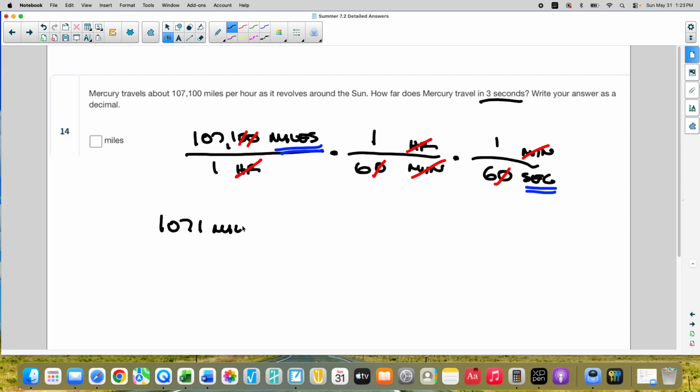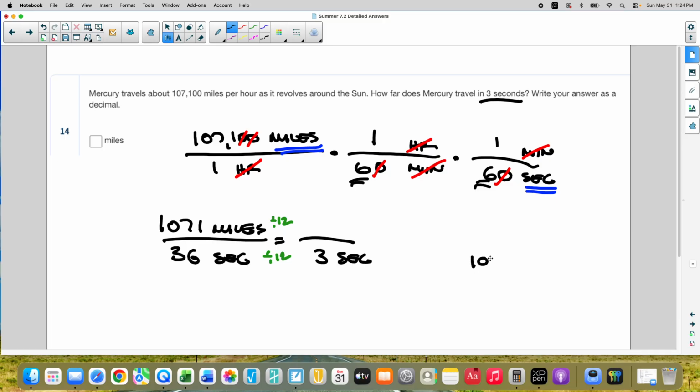1,071 miles per 36 seconds. I don't want 30 seconds. I want 3 seconds. So if we divide this by 12 and divide this by 12, that would reduce this to 3 seconds. And 107.71 divided by 12. Whew.